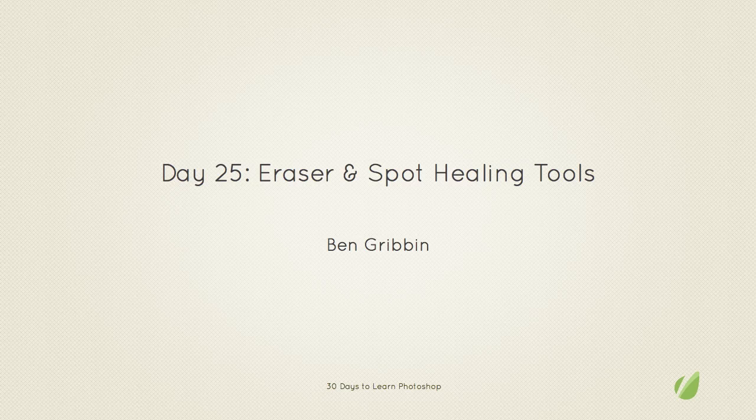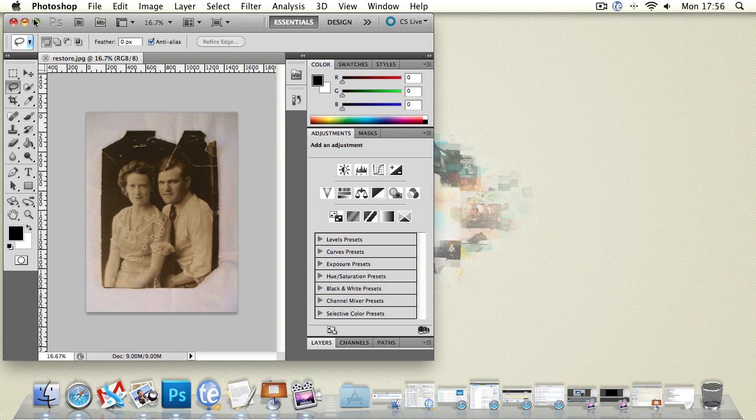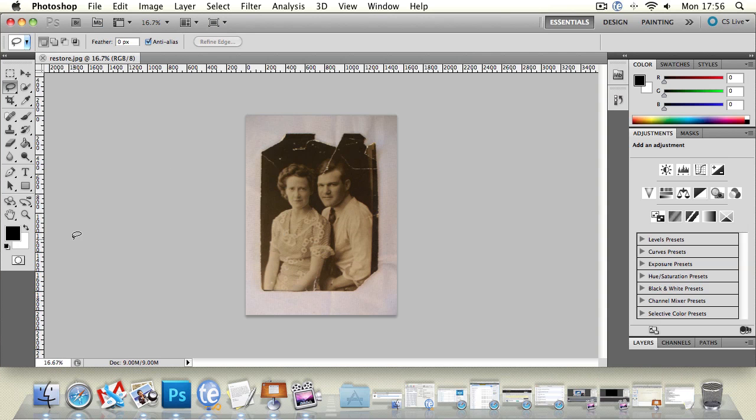My name is Ben Gribbin, and in today's lesson we're going to look at how to use the Eraser and Spot Healing Tools to repair photos and remove sections of layers. So let's jump into Photoshop, and we're going to open up the coarse damage photograph that we have been using.